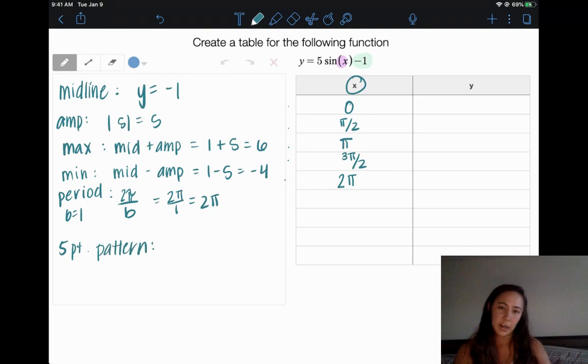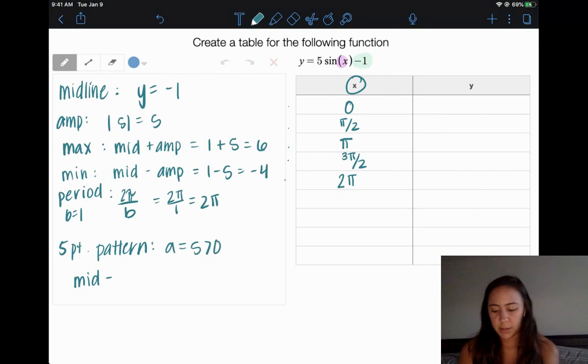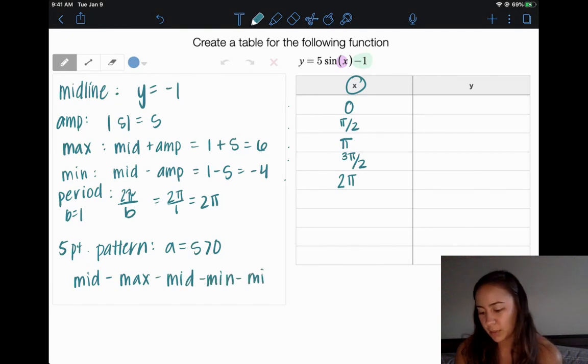All right, 5-point pattern. It's a sine graph. Sine graph always starts at our midline. So no matter what, we're starting at our midline. And then we know that our A value is equal to 5, which is greater than 0. So it's going to go from our midline to our maximum, back down to your mid, to your minimum, and then up to your midline again.